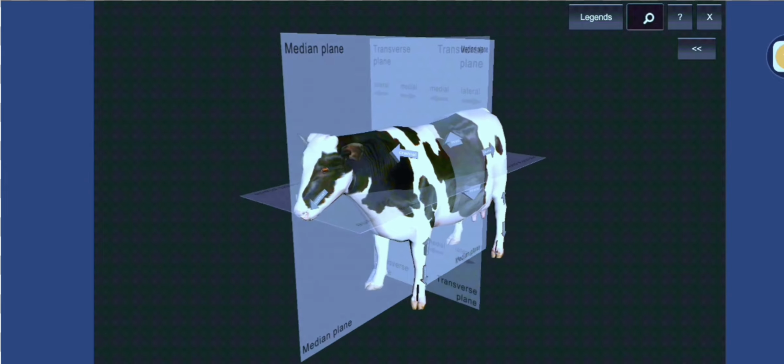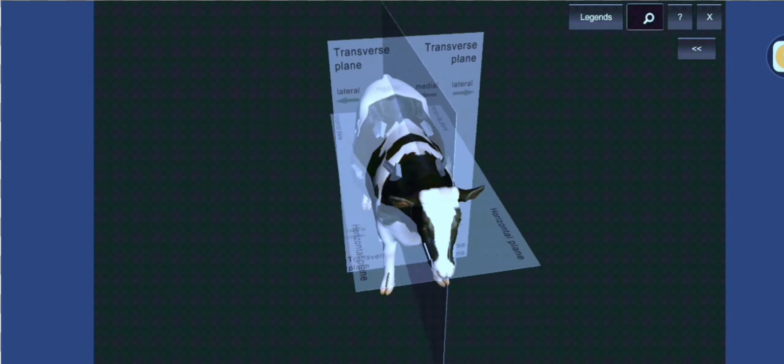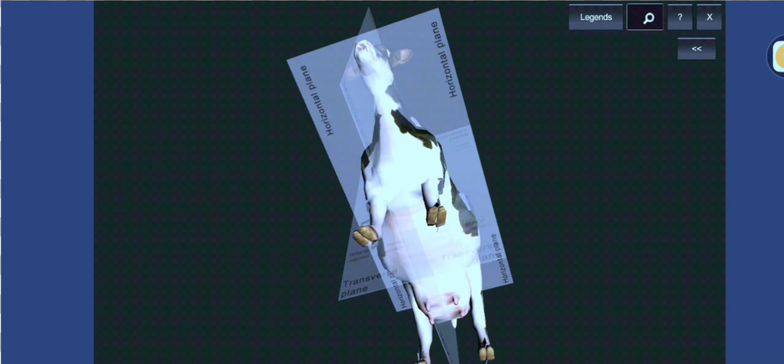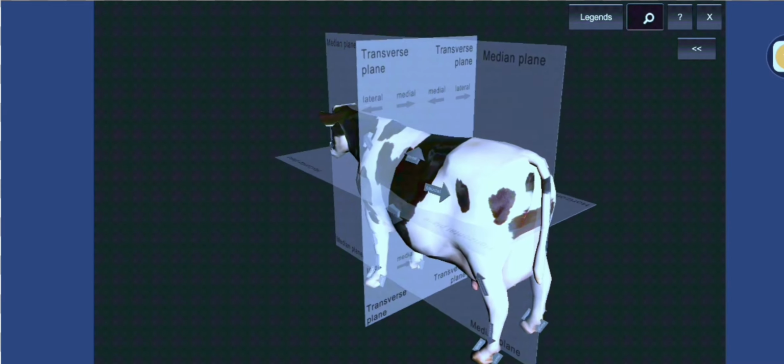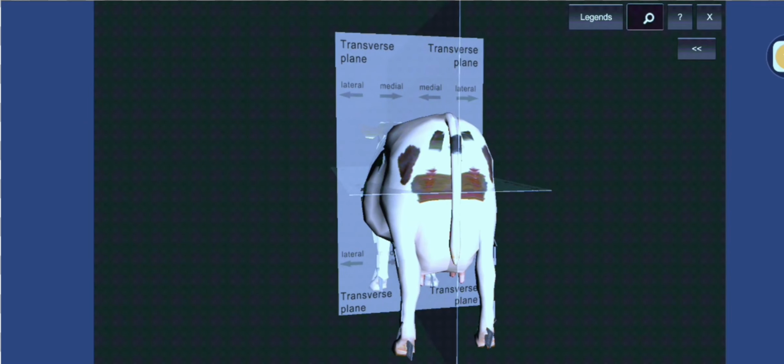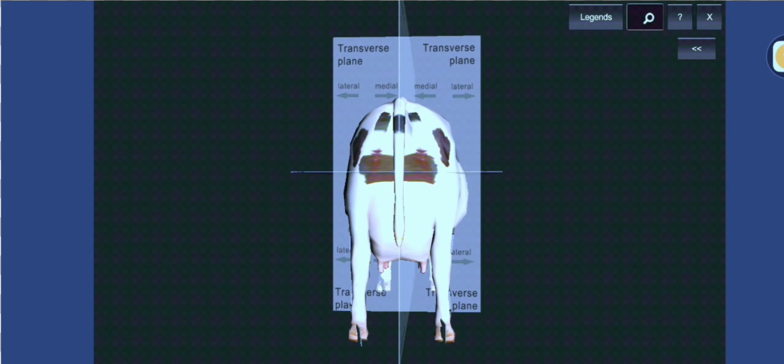Okay, let's dive into another plane, which is the transverse plane. The transverse plane is perpendicular to both the horizontal plane and the medial plane. You can see here, from head to tail, it is the medial plane of the ox. It is different. Okay? It is the medial plane.